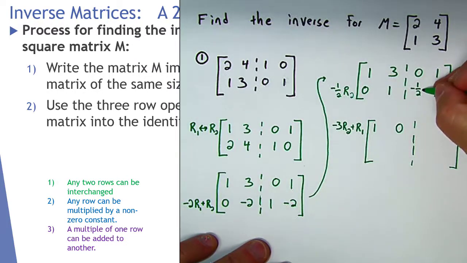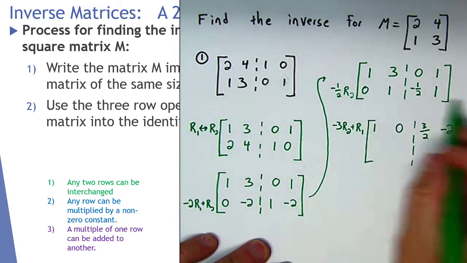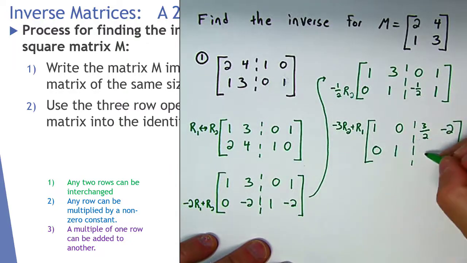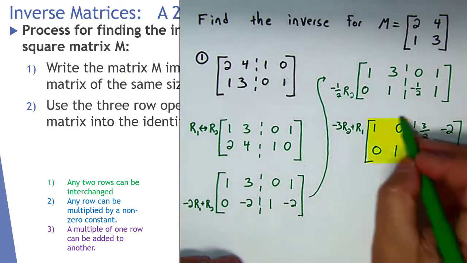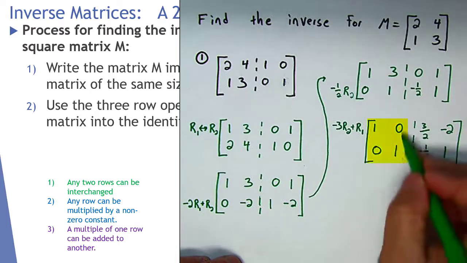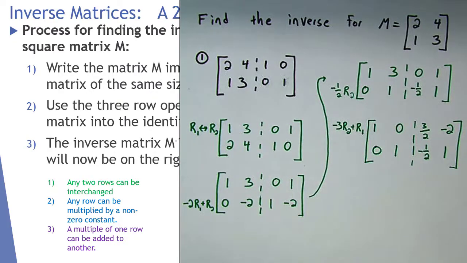Negative 3 times negative 1/2, that's positive 3/2 plus 0. And negative 3 times 1 is negative 3, plus 1 is negative 2. And we didn't change row 2 at all, so we have 0, 1, negative 1/2, and 1. Okay, we did it. Now we have the identity matrix on the left side instead of the right side. And surprisingly enough, what we have left on the right side, that is our inverse matrix.